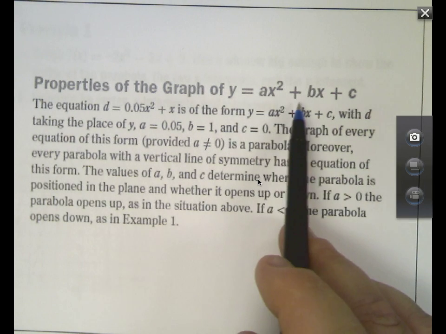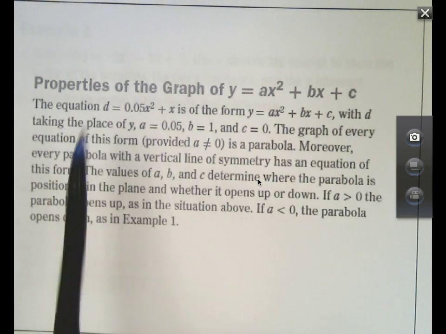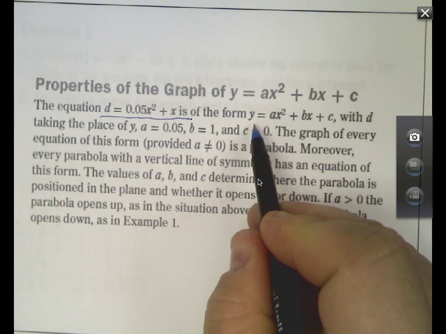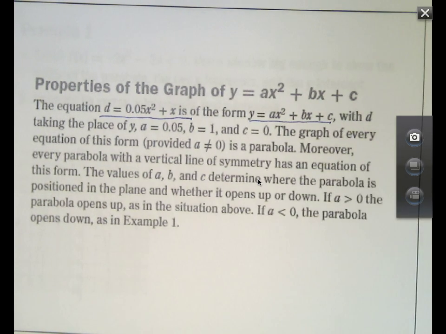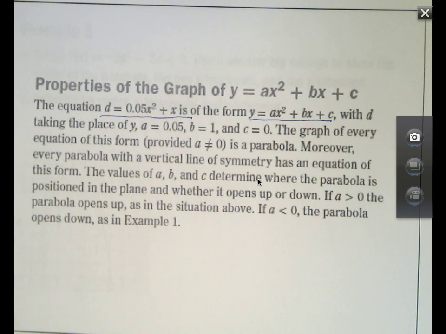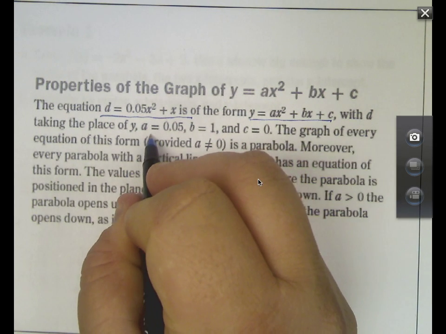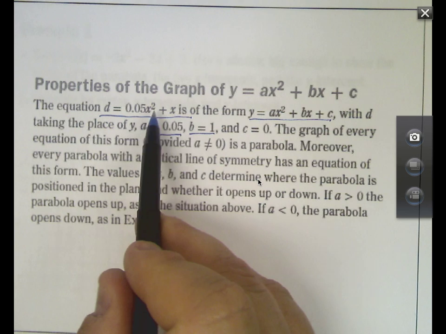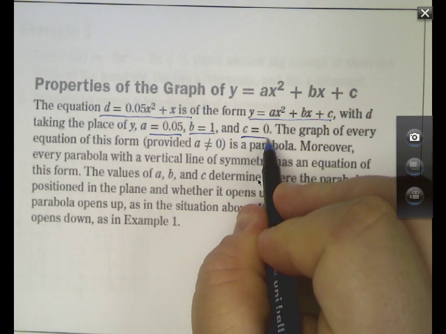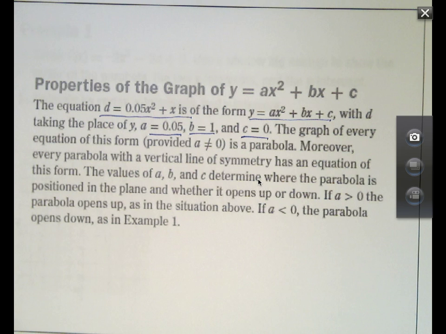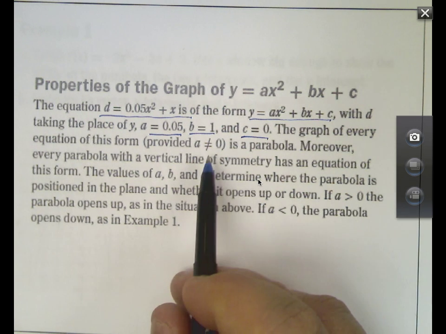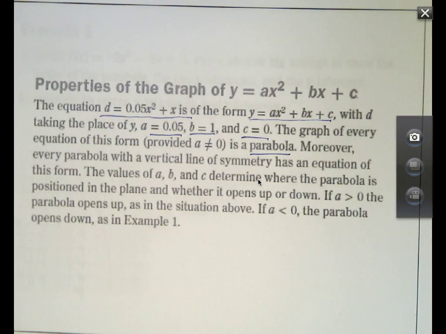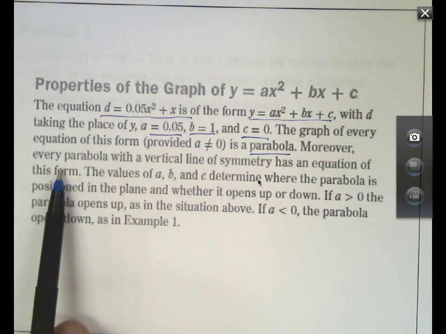Properties of the graph of y equals ax squared plus bx plus c. The equation d equals 0.05 x squared plus x is in the form y equals ax squared plus bx plus c, with d taking the place of y. Okay? a is 0.05, b is 1, and since there is no c value in this case, c is 0. The graph of the equation of this form, provided that a does not equal 0, is a parabola. So whenever you get an equation in this form, it is a parabola.